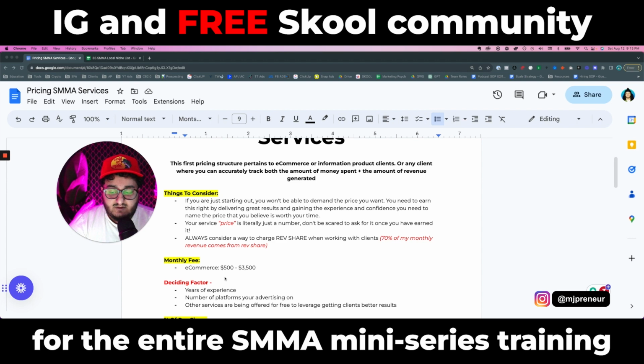So in that case, we actually charge them $3,500, and they can make sense of that. An extra $1,000 to advertise on all these platforms, it makes sense, right? So this is the deciding factor number two. And the last one is other services being offered for free to leverage getting your clients' results.